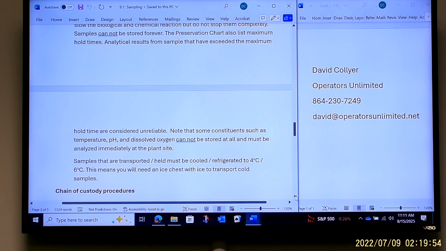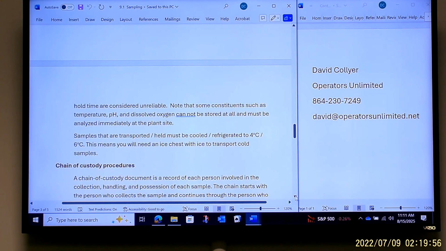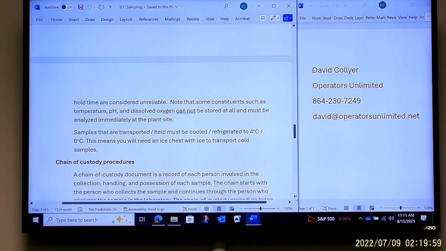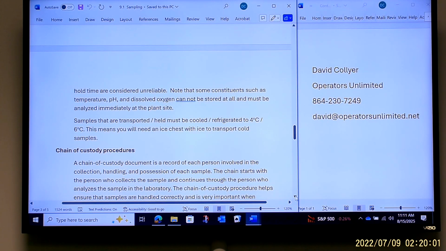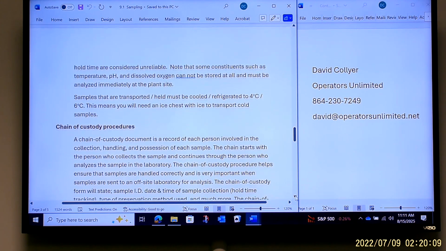Samples that are transported or held must be cooled and/or refrigerated to 4 to 6 degrees C. This means you will need an ice chest with ice to transport cold samples from the field.